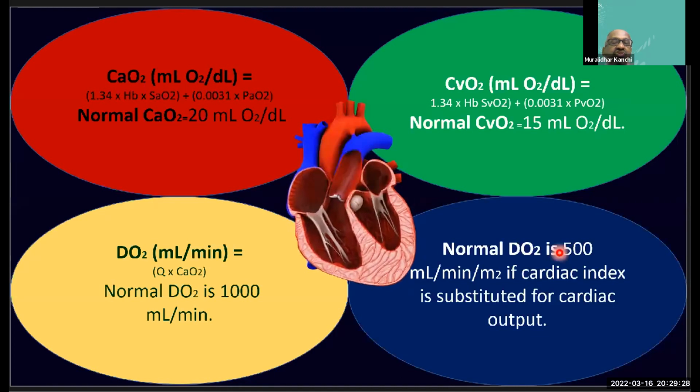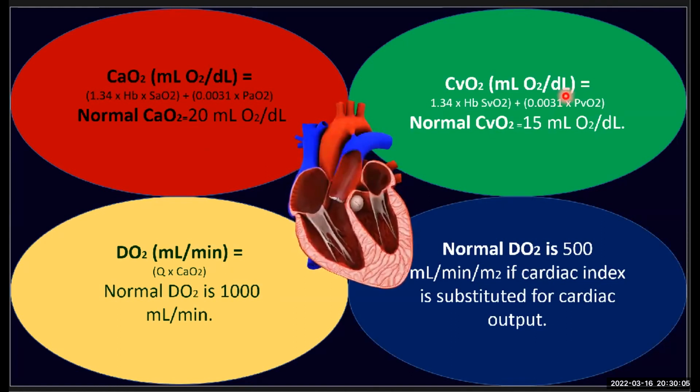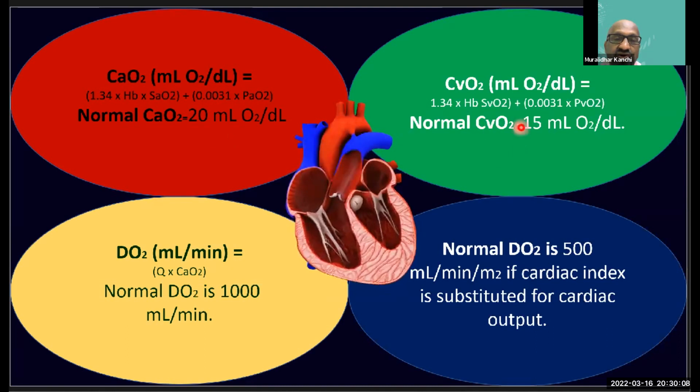Coming to some of the basic definitions, oxygen content is the amount of oxygen carried by hemoglobin plus the dissolved oxygen, which is about 20 ml for every 100 cc of blood. And the mixed venous oxygen content is similar to the arterial content, except that we are using mixed venous blood here. The hemoglobin saturation, the amount of oxygen carried by the hemoglobin in the mixed venous blood, and the dissolved amount of oxygen in the mixed venous blood will give us the oxygen content of the mixed venous blood, and the difference is about 5 ml for every 100 cc of blood.